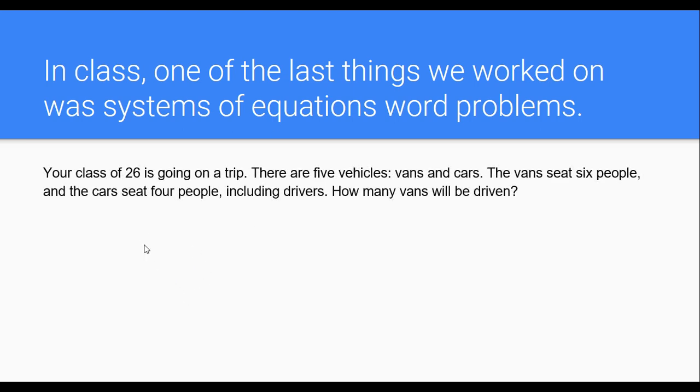Your class of 26 is going on a trip. There are 5 vehicles, vans and cars. The vans seat 6 people and the cars seat 4 people, including drivers. So how many vans will be driven?